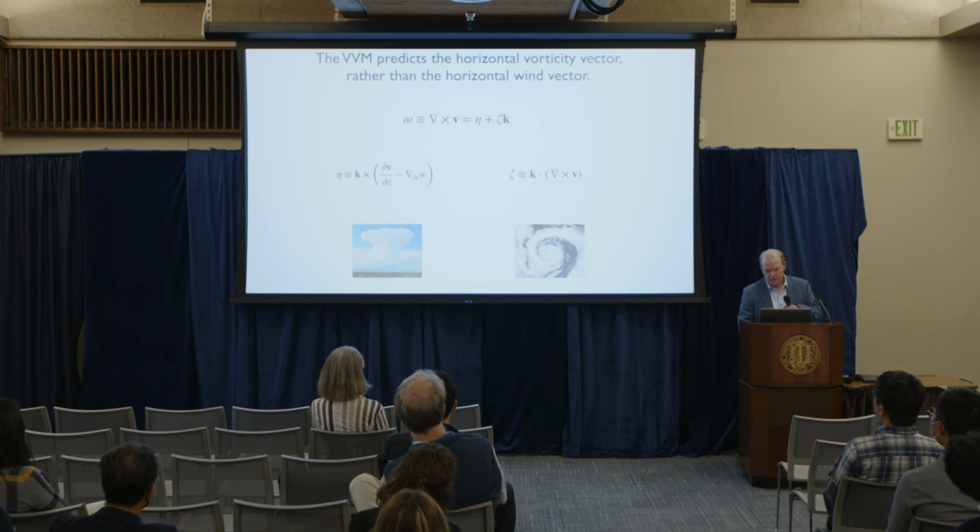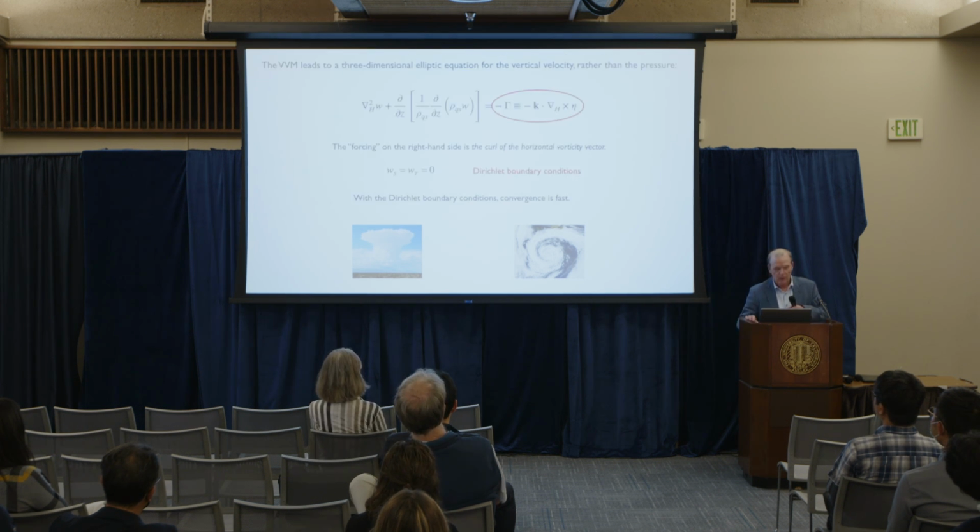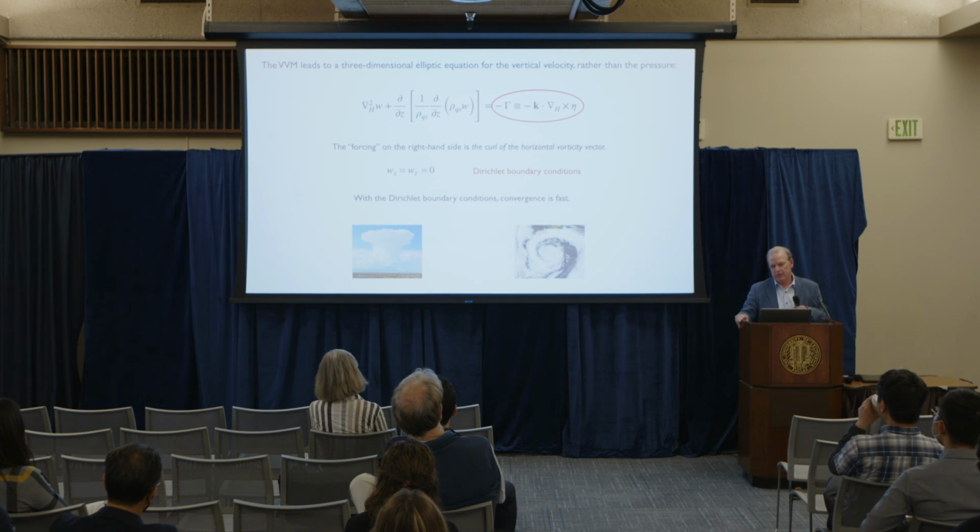And this is the definition of zeta, which you will know. So the VVM leads to a three-dimensional elliptic equation, but it's not an elliptic equation for the pressure. It's an elliptic equation for the vertical motion.